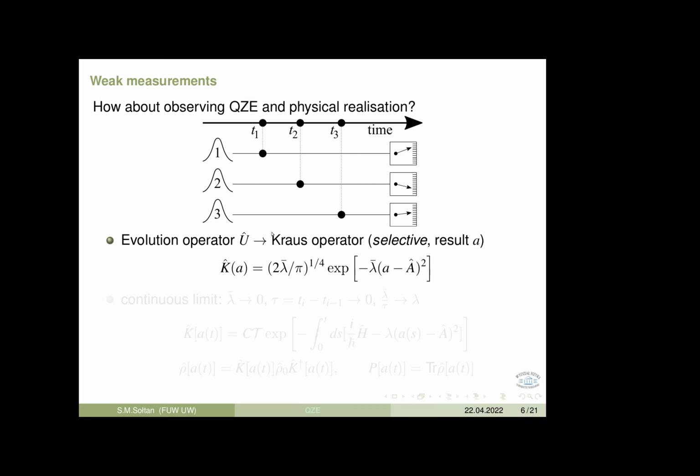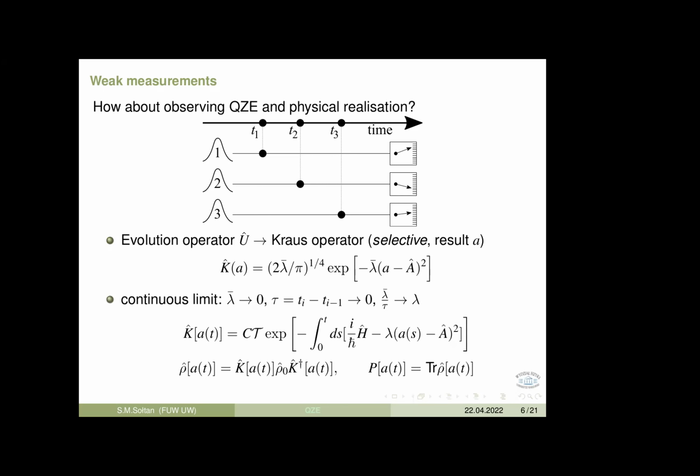This Krauss operator describes the evolution of quantum states provided we measure the specific outcome A, and I chose the Gaussian form of such Krauss operator. Obviously, it could be described as some underlying model of the measurement. And this Gaussian form of Krauss operator has a nice continuous limit.